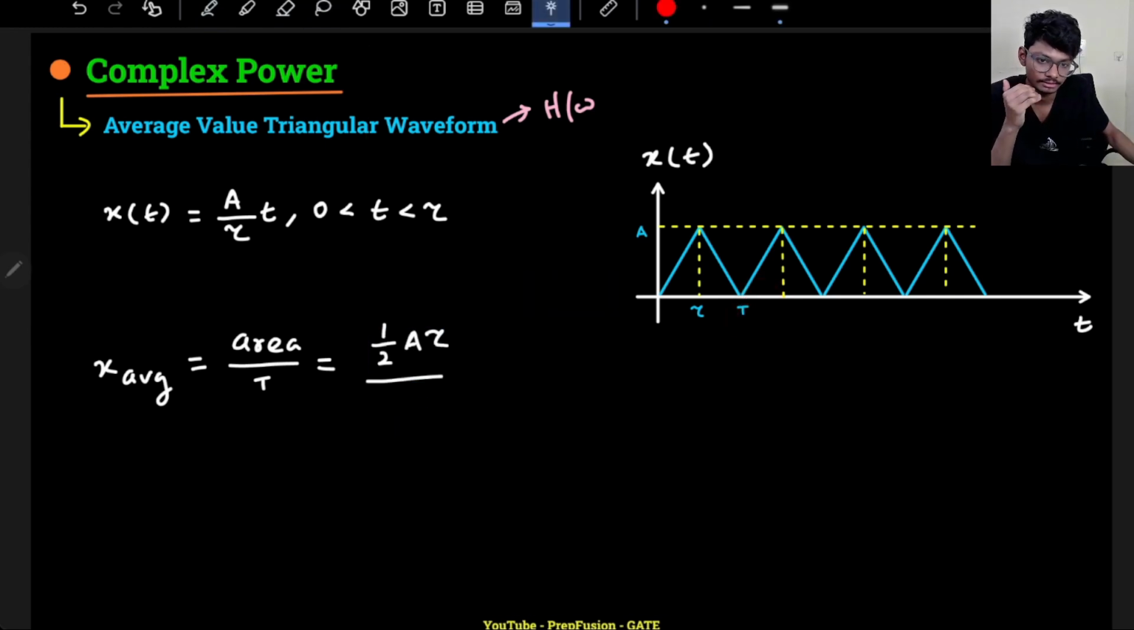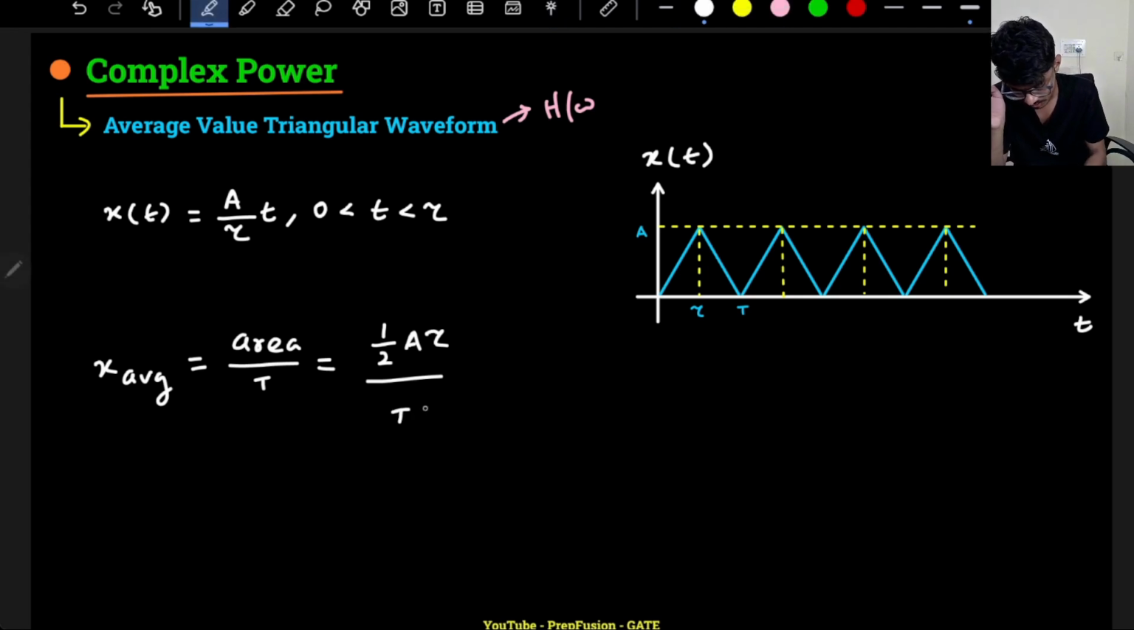Currently, I have not provided you with any relationship for the time period and the tau. So currently the time period is T. If none of the relationship has been provided, it will be simply A tau by 2 by capital T.